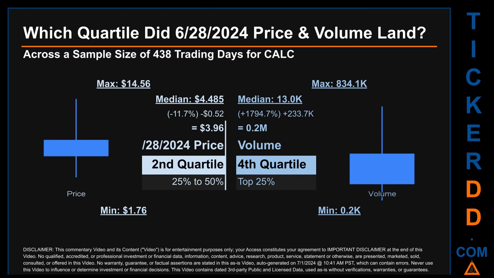Quartiles tell us about the spread of a data set by breaking that data set into quarters, just like how the median breaks the set into half. Descriptively, CALC has a median price of $4.485. Therefore, June 28, 2024 price was lower from that middle marker by 11.7%. The day's volume of 0.2 million was more than the median by 1,794.7%.